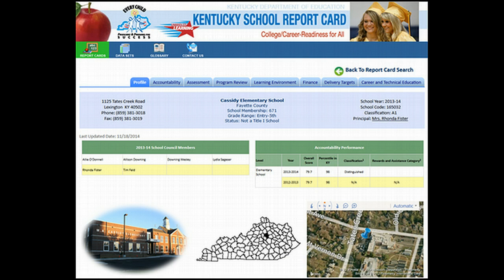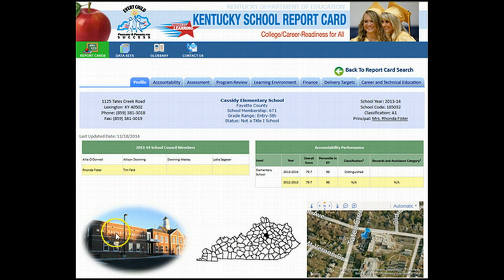Now notice at the top that you've got different tabs for this. Here's a general profile that we're looking at now. There are also tabs for accountability, assessment, program review, learning environment, finance, delivery targets, and career and technical education, which is of particular focus with our secondary schools. So here you can see quite quickly where Cassidy School is located within the state, within the city of Lexington.